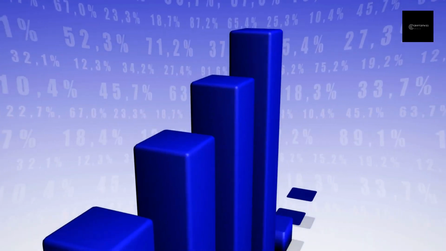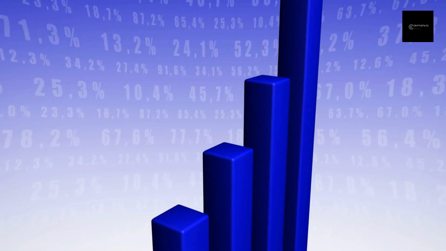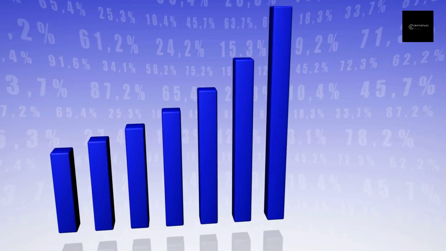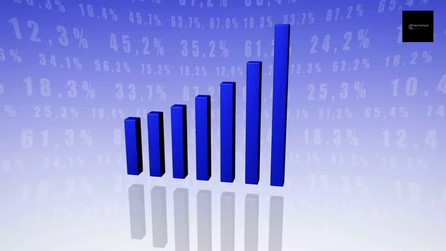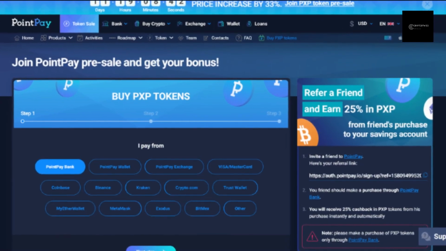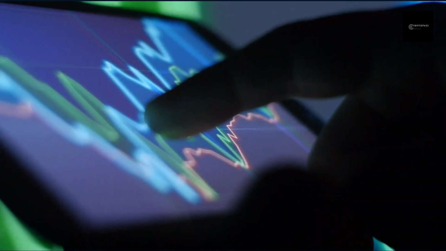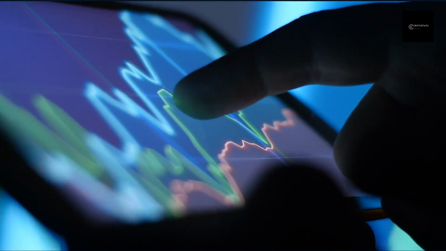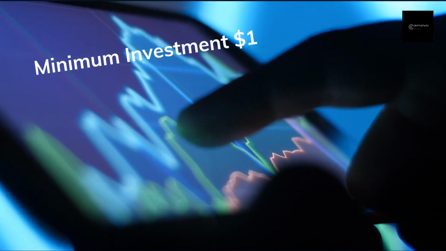For example, at the time of making this PointPay ICO video, the PXP token has a sale price of 15 cents, but in approximately 11 days, its price will increase by 33%. The total amount of tokens released in this PointPay token sale is 500 million, and the investment amount can start from as low as $1.